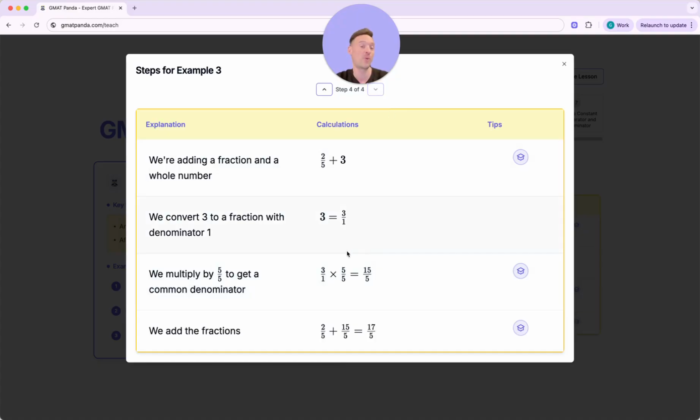So that operation now becomes 2/5, it hasn't changed, plus 15/5, and that is our 3 that we've turned into a common denominator. And now we can add the two numerators together. 2 plus 15 equals 17, and this denominator remains 5, so we end up with 17/5.